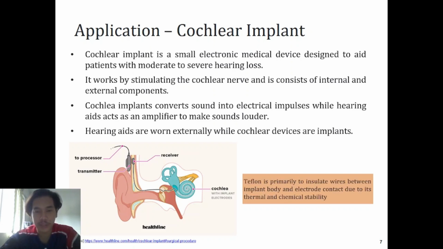The polymer that we use is Teflon. So the Teflon is to insulate the wire between the implant body and electrode contact due to its thermal and chemical stability.